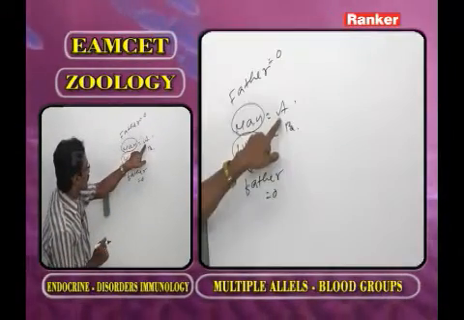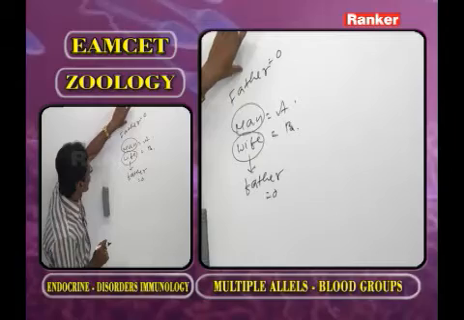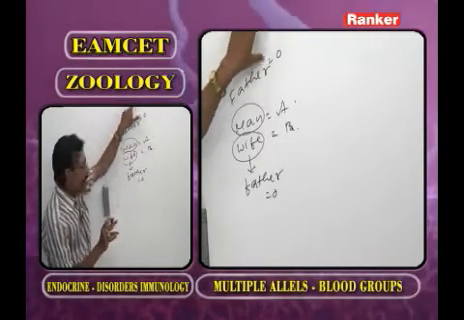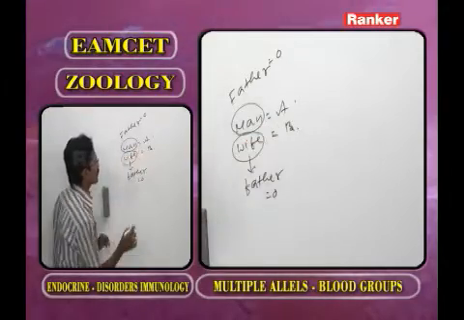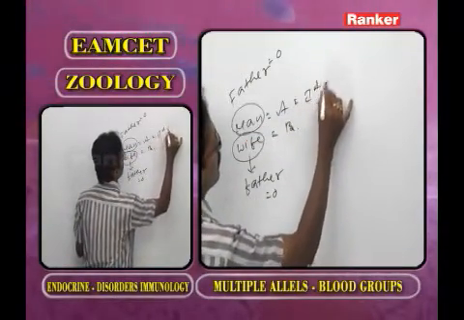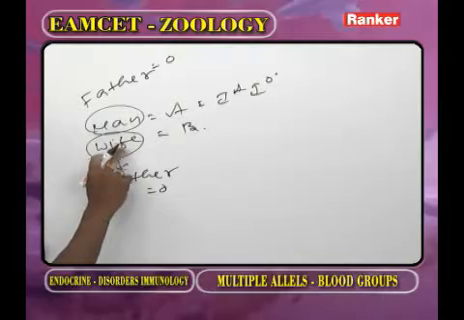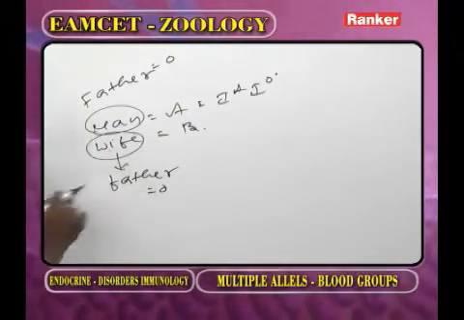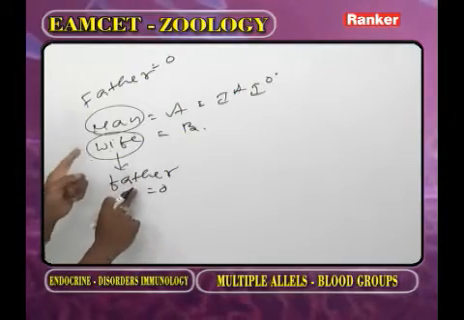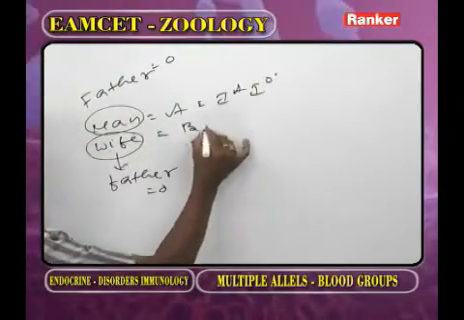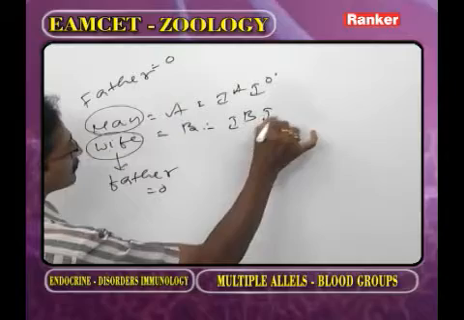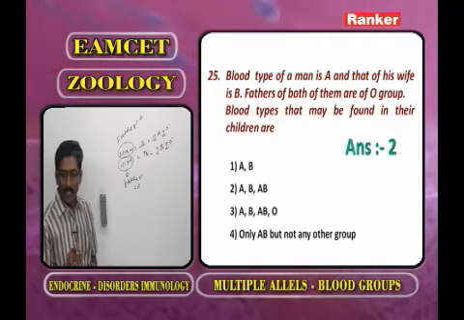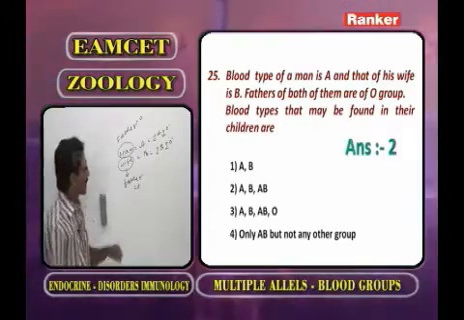Here the man's blood group is A. His father's blood group is O. If the father's blood group is O, no doubt he is going to be heterozygous. The wife's blood group is B. The wife's father's blood group is O. No doubt her blood group is B heterozygous. Okay. Now, the blood type that may be found in their children.